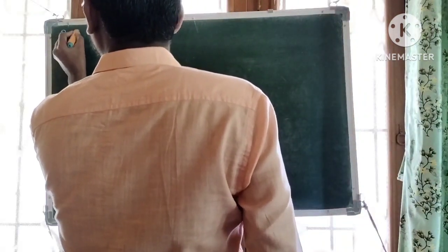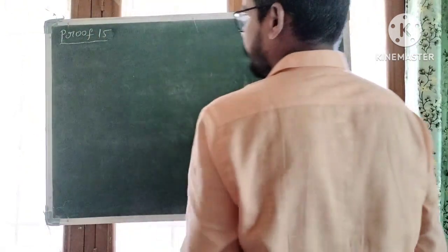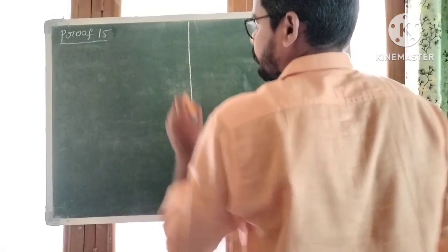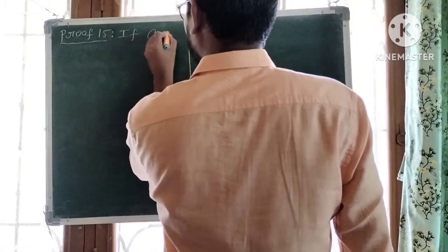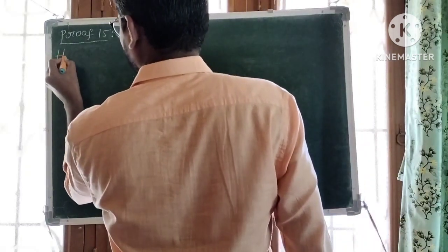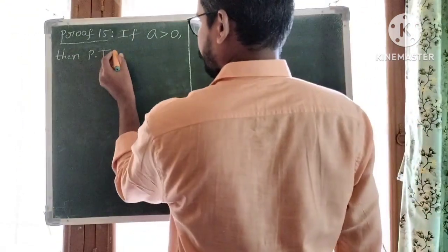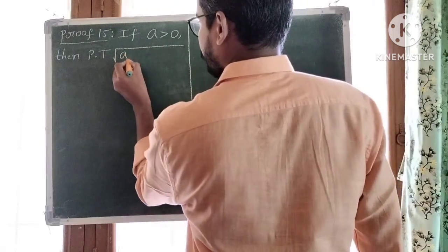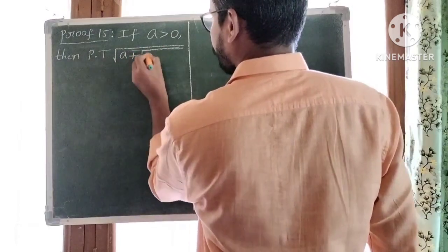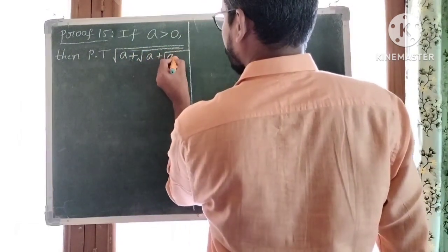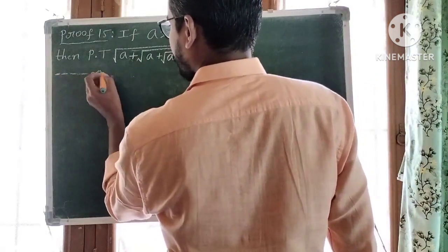Next, proof number 15. If a is greater than 0, then prove that square root of a plus square root of a plus square root of a and so on, infinity times.